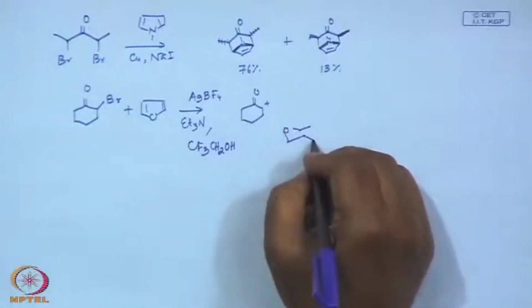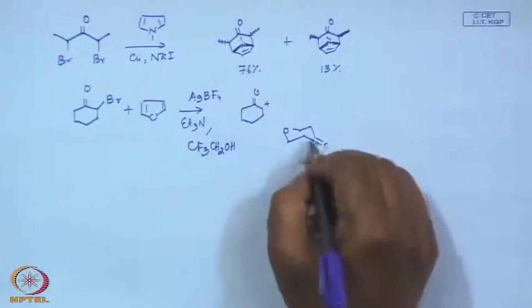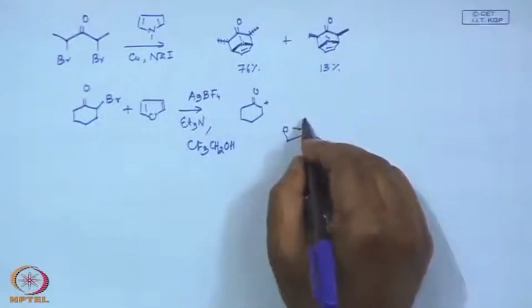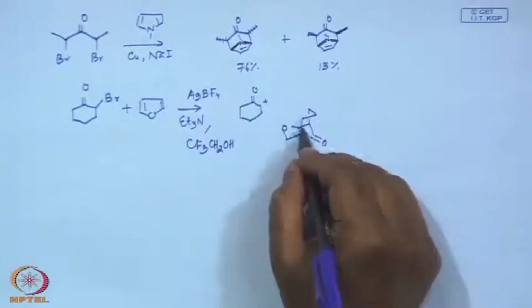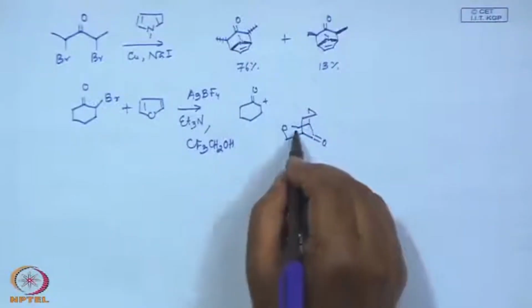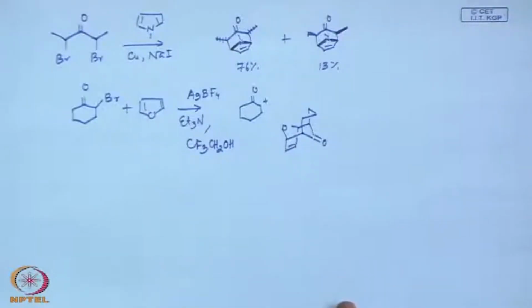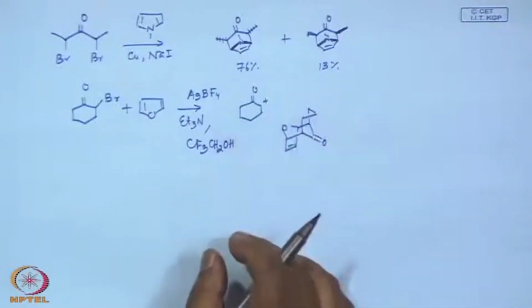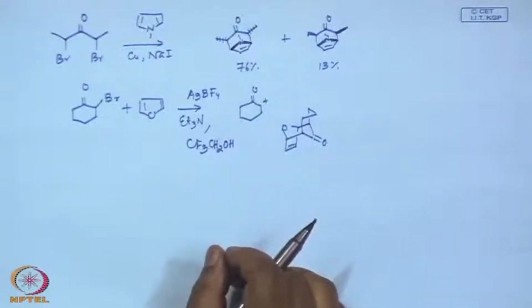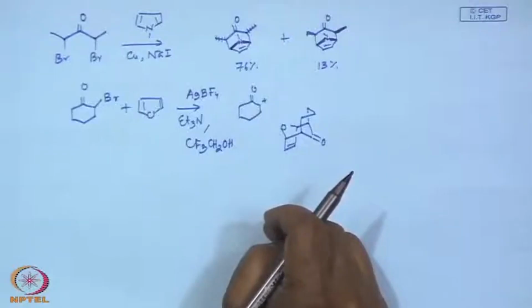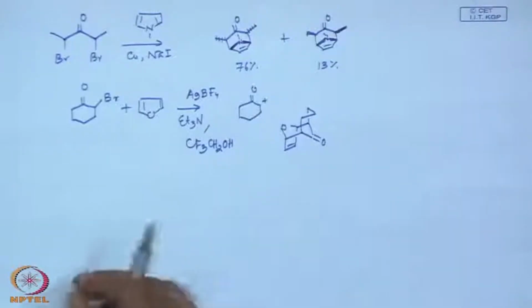to give, once again, this portion, which is the cyclohexanone portion, and this other portion, which is the furan portion. So you get a nice architecture of an organic molecule. You can see here a tricyclic molecule can be made with very simple methods. That means alpha bromo cyclohexanone is easy to make, and of course furans are readily available.